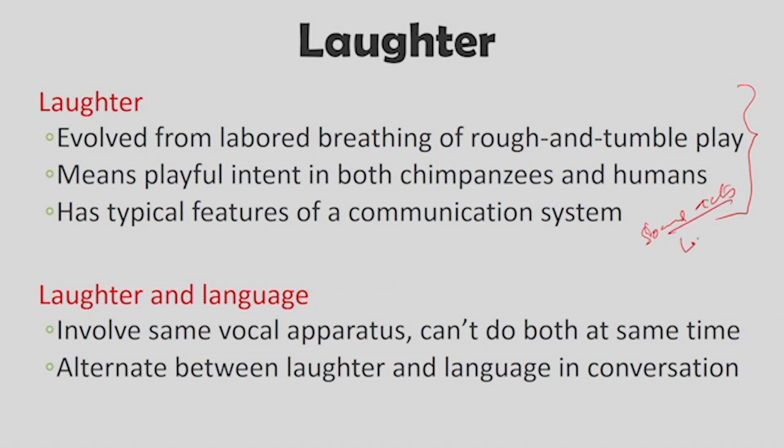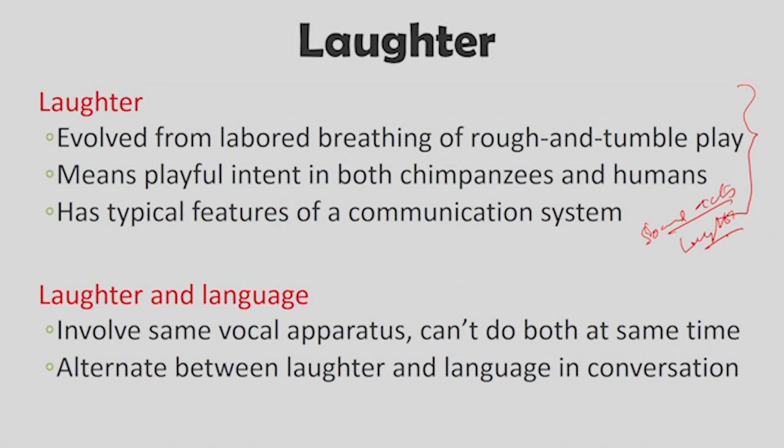So, one of the basic social acts that humans have is laughter, and this is one form of communication system. Laughter and language, so how are they connected? It involves the same vocal apparatus, so you can't do both at the same time. Language and laughter use the same kind of vocalization, but both of them cannot occur at the same time.